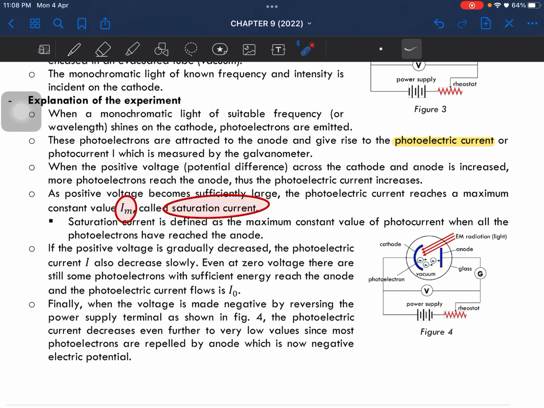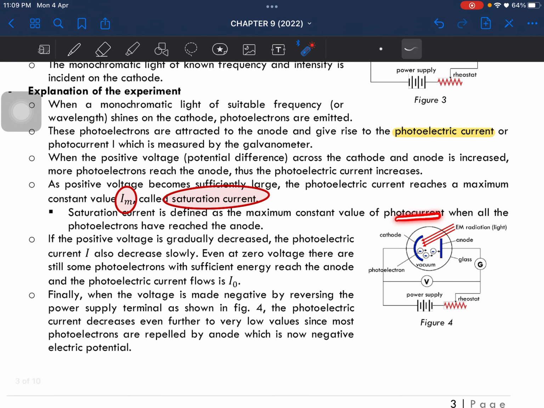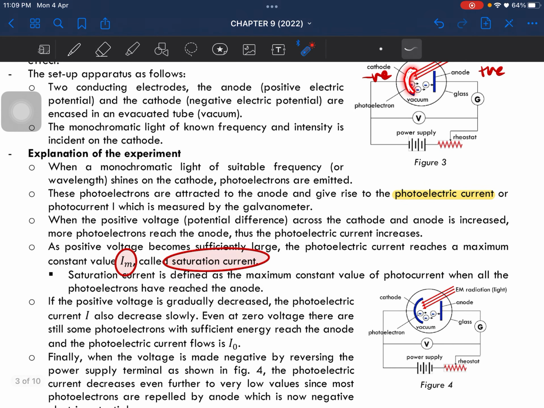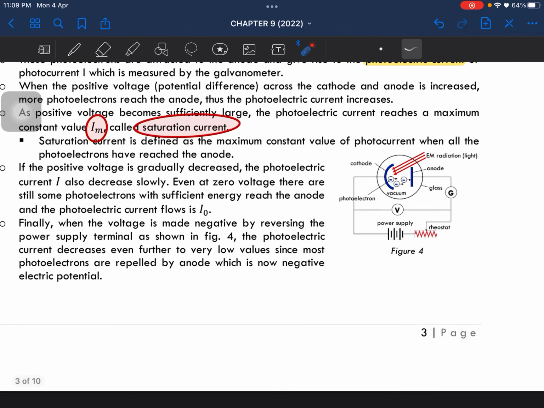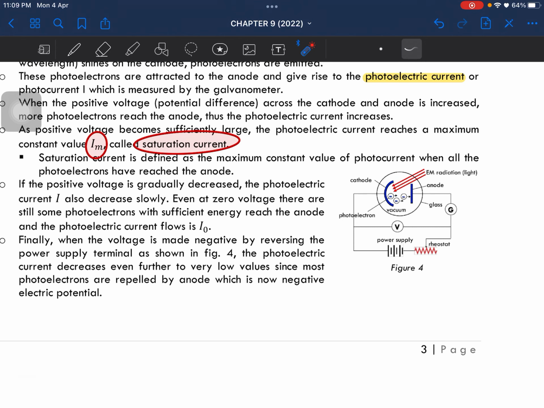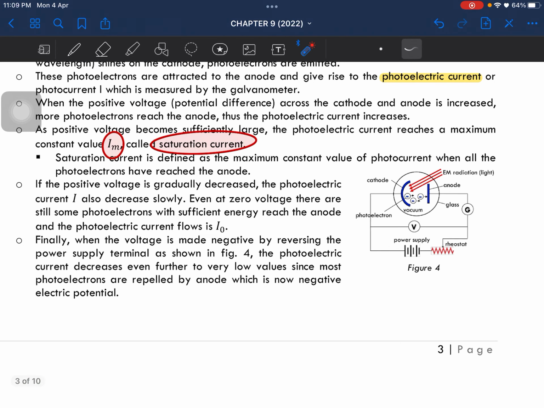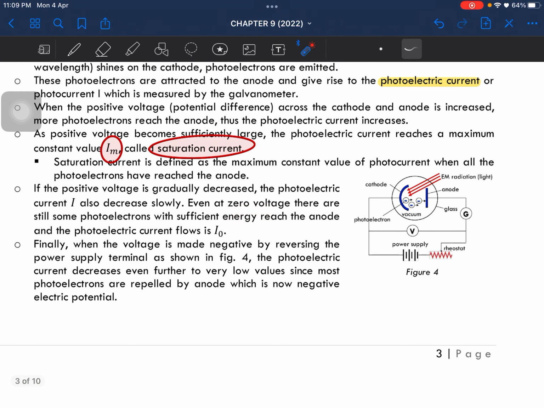Okay, so saturation current is the maximum constant value of photocurrent when all the photoelectrons have reached the anode. Okay, so there are no more electrons here, all of it goes to the anode. Okay, so at this point, saturation current is achieved. Okay, so if the positive voltage is gradually decreased, okay, now there is no voltage, the photoelectric current would also decrease. Okay, so even at zero voltage, there will be some photoelectrons with sufficient energy to reach the anode. Okay, so that and the photoelectric current that flows is I naught.